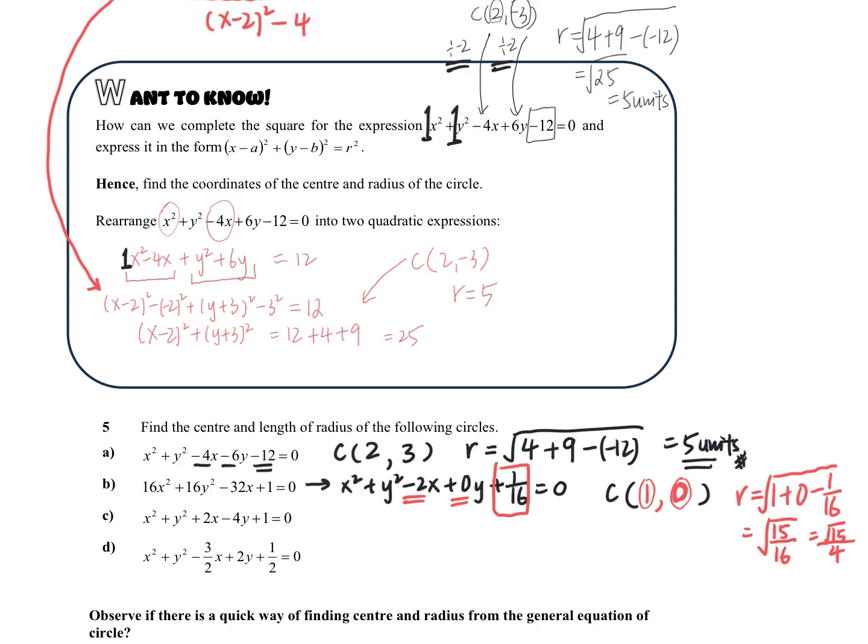Can the coefficient of x squared and y squared be different? Which one? The coefficient of x squared and y squared? No, it will always be the same. Always 1. It won't be different.